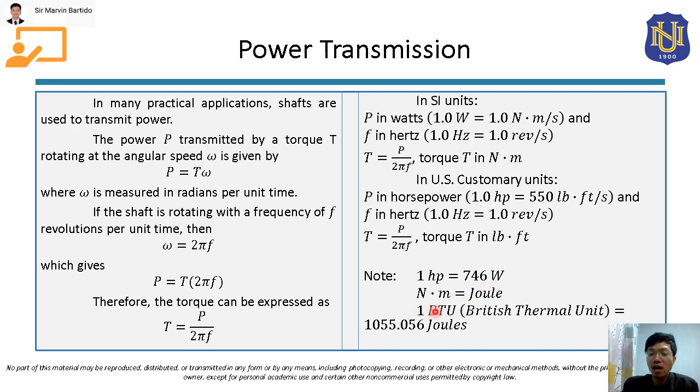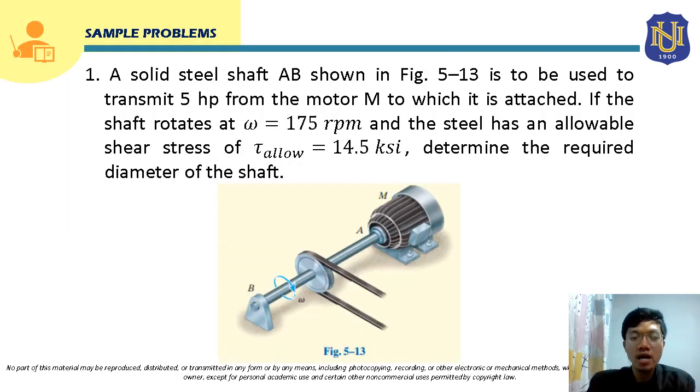And 1 British thermal unit, or BTU, is equal to 1055.056 joules. Okay, so let's solve a sample problem. A solid steel shaft AB shown in the figure is to be used to transmit 5 horsepower from the motor M, to which it is attached. If the shaft rotates at angular speed omega equal to 175 revolutions per minute, and the steel has an allowable shear stress of 14.5 ksi, determine the required diameter of the shaft.